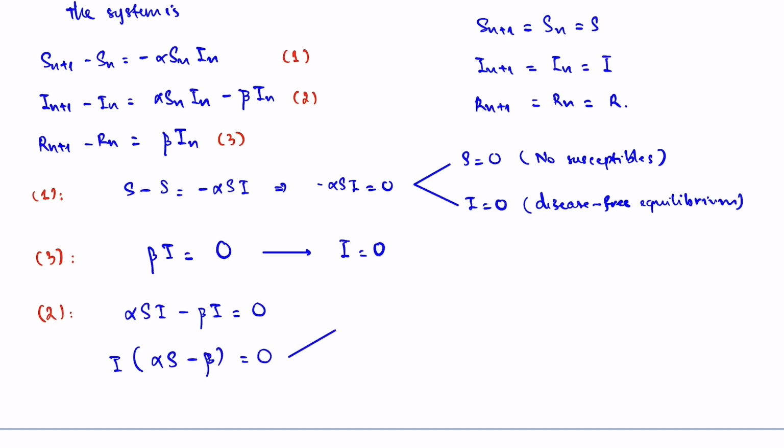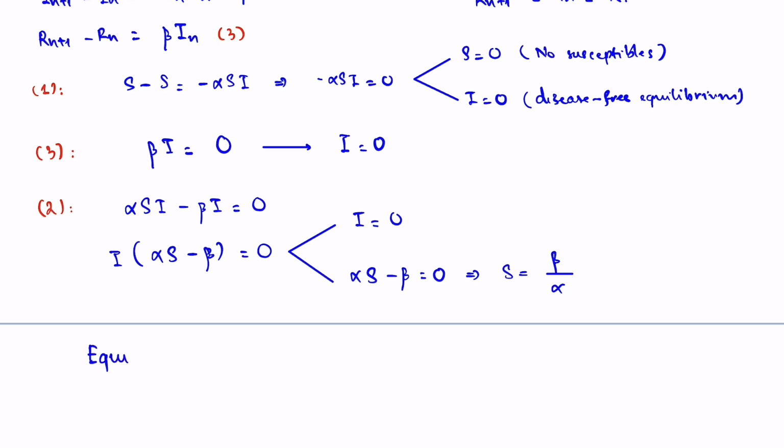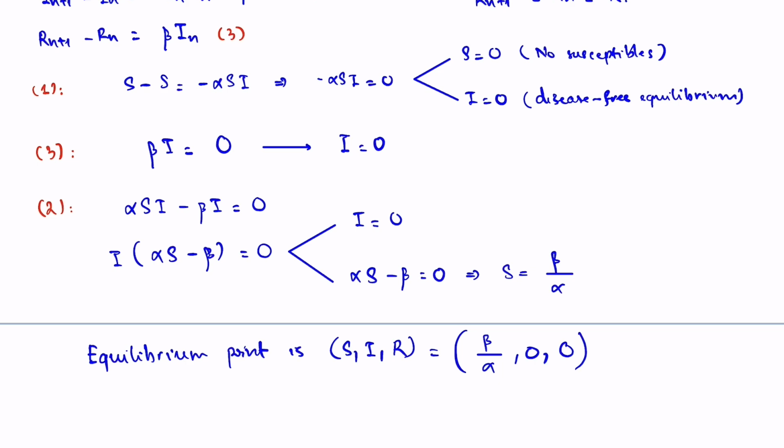In one scenario, you have I equal to 0. In the other scenario, you have alpha times S minus beta equal to 0, or S is equal to beta over alpha. Now, the equilibrium point that we have is (S, I, R) equal to (beta over alpha, 0, 0). So that is the analysis of the SIR model, or the system of difference equations.